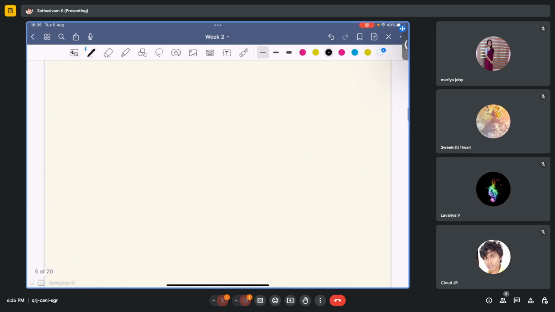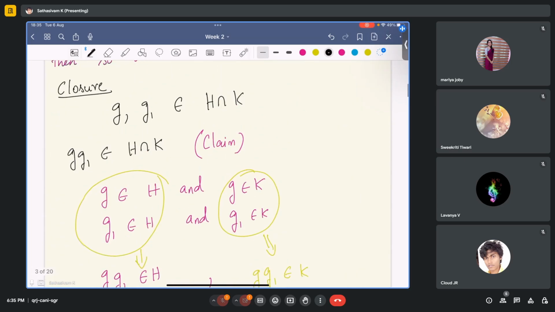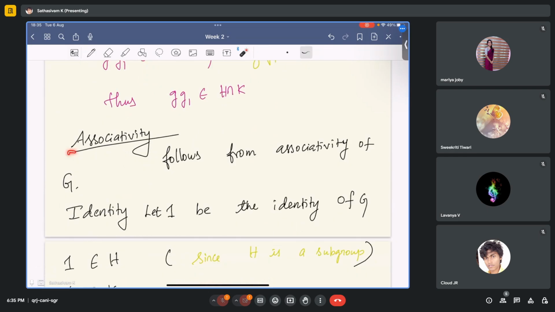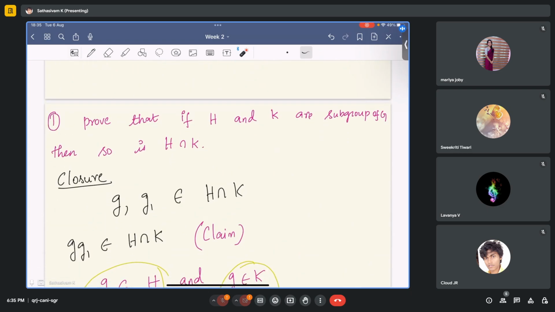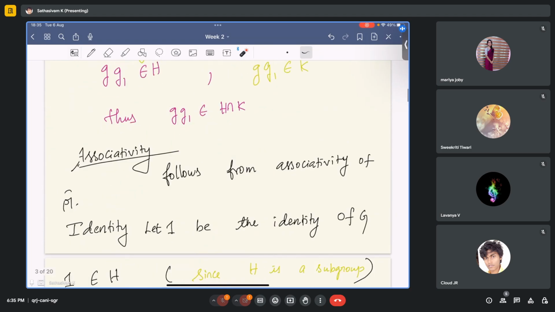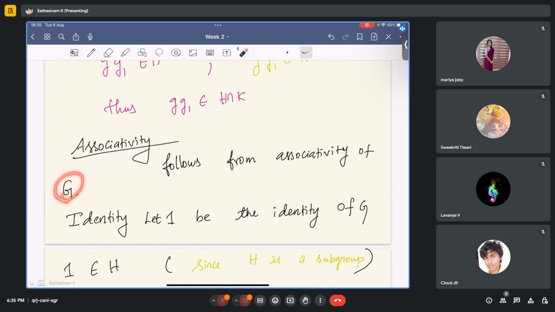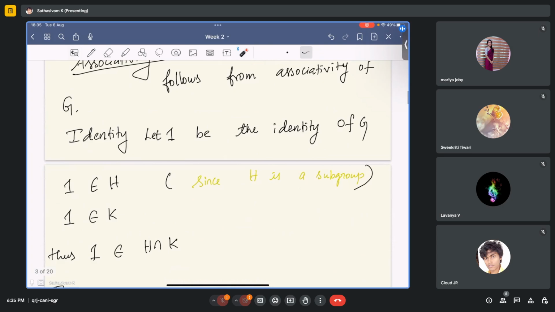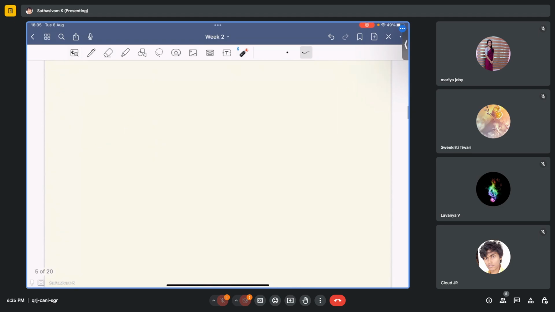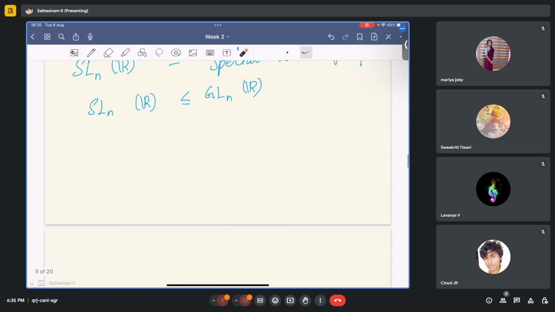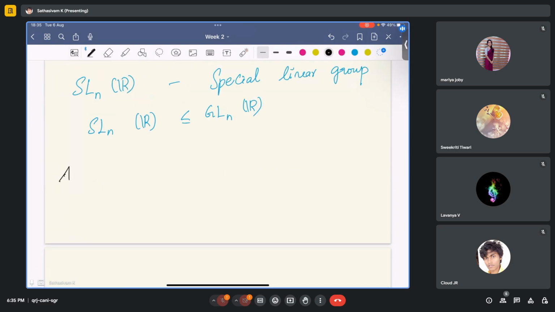If you don't see why this is the case, you can see that the associativity follows from the bigger set. When you prove this, you can observe that if associativity is true in the bigger set, let's say in G, then it is also true in the small set. And similarly, the identity also. Okay, so associativity will be fine.